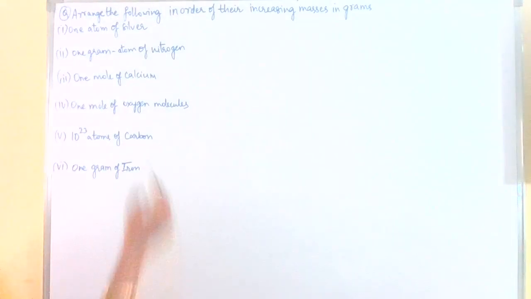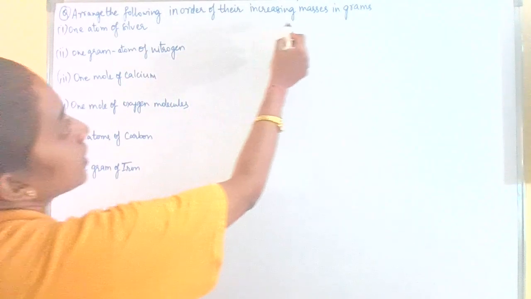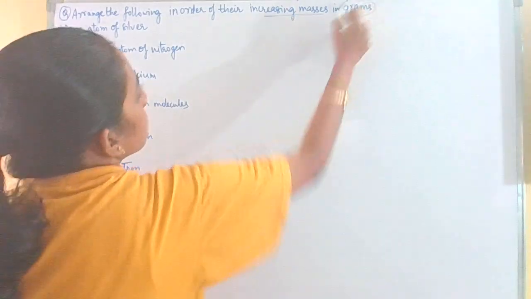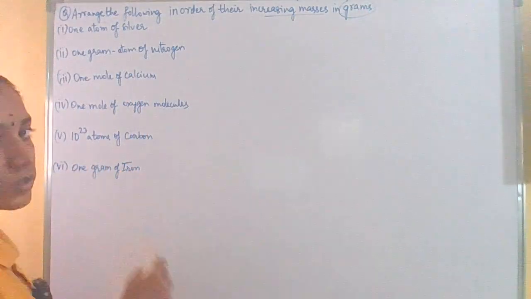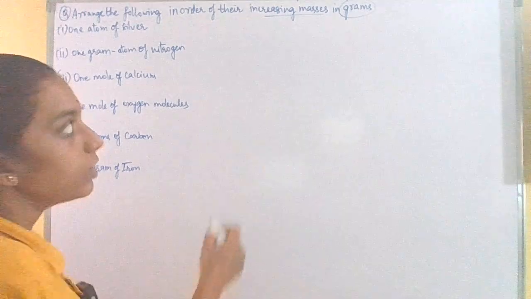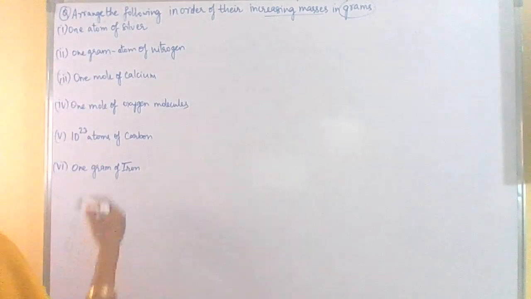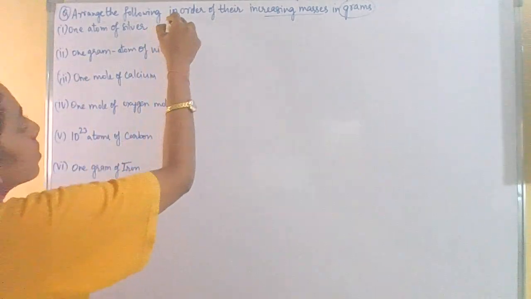Here, arrange the following in order of their increasing masses in grams. So you have to calculate the masses first and then arrange them in increasing order. First, 1 atom of silver.